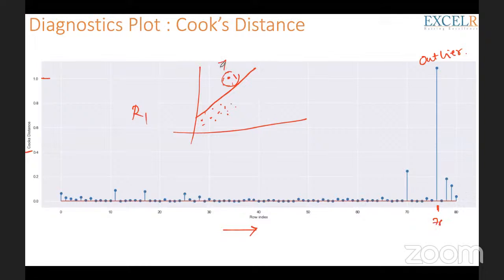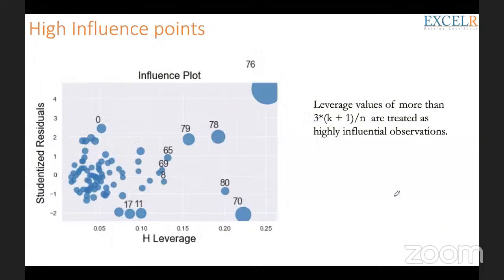Right, so the 76th data point is the outlier in the data set. That is where you can see the large distance here. So like that, we'll find out the outliers in the data set using Cook's distance.